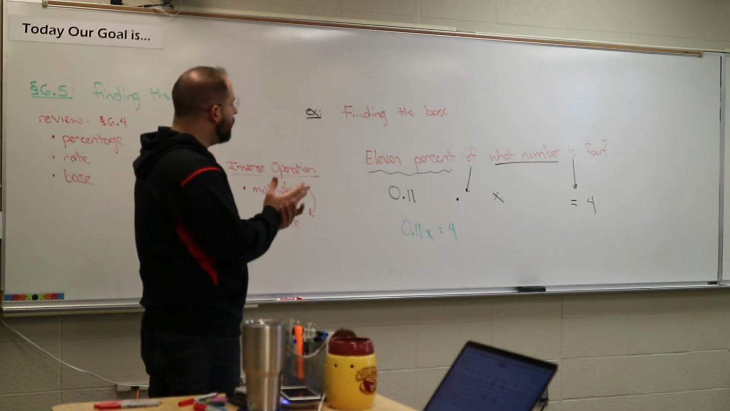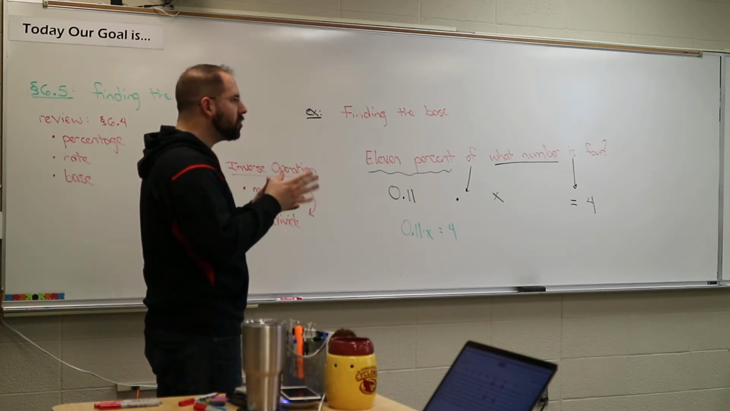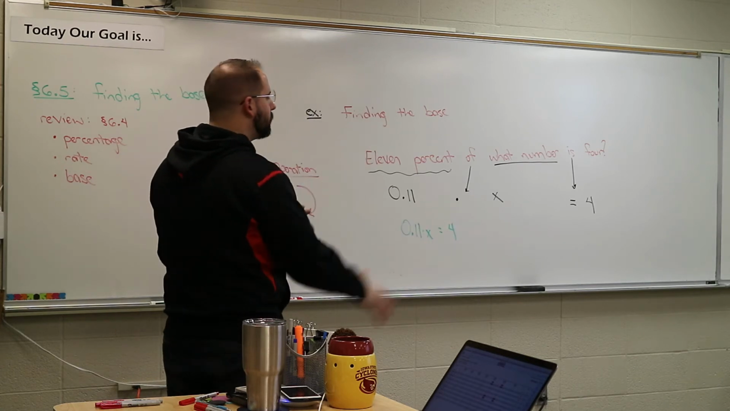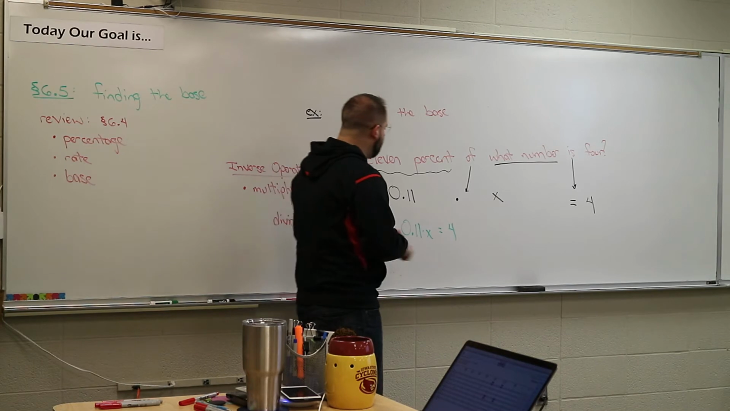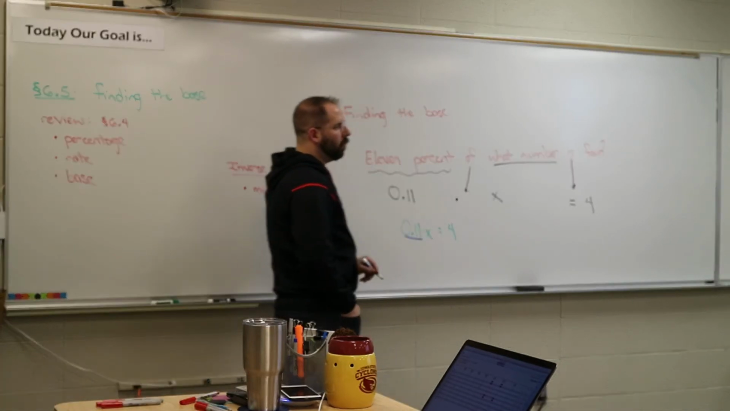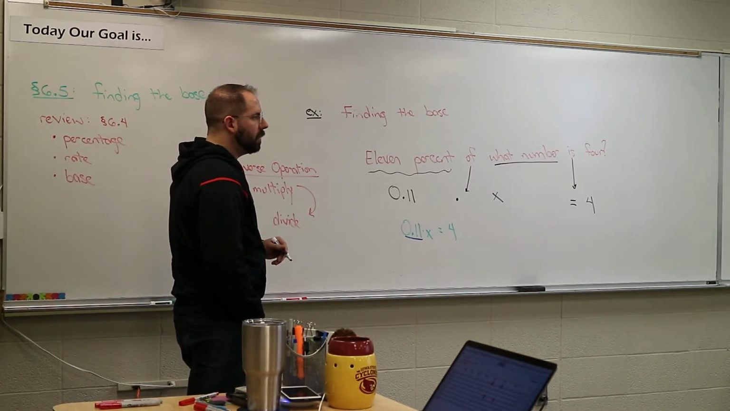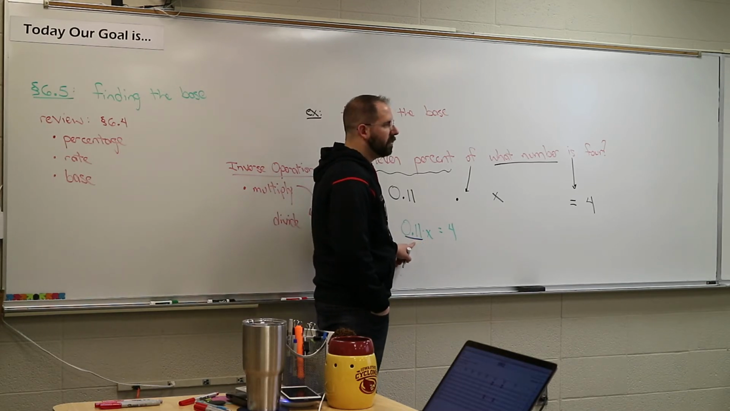Okay, do you see that it's basically the same problem we just did a little bit ago? It's the same structure. The only difference is they put the equal sign on the other side, so the X is on the other side. You still do the same math. So if I want to get X by itself, what do I have to do with this 0.11, or 11%? What do I have to do with it? What did we just do on the last problem?